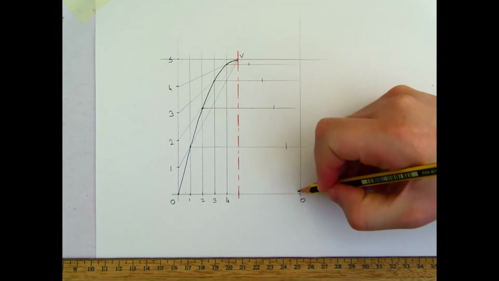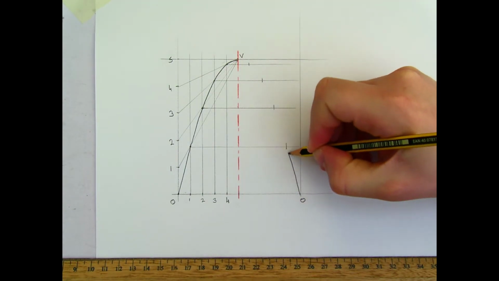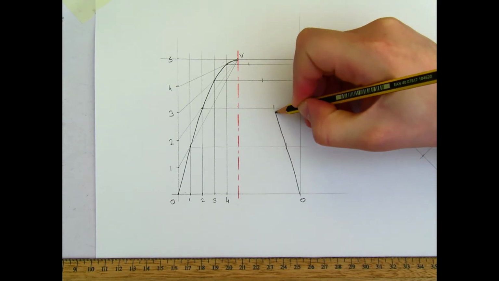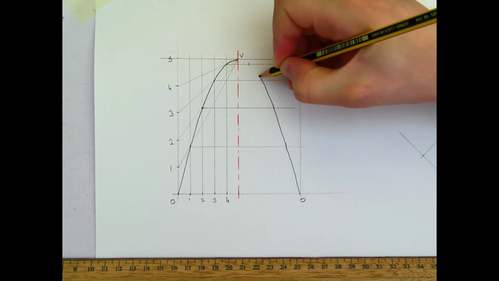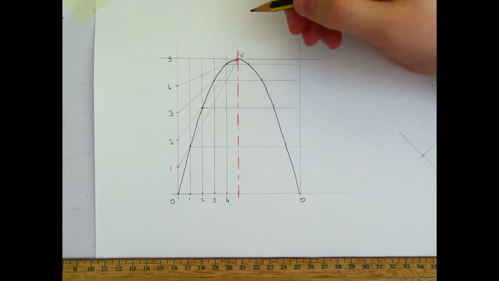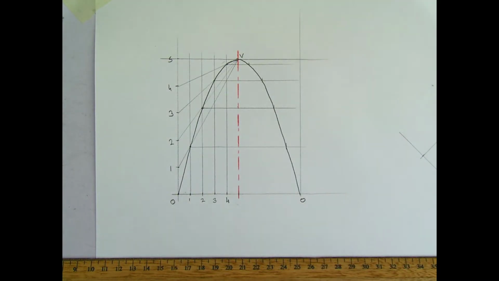And then draw the curve as best you can, join up each of the points up to the vertex. And there we have our parabola.